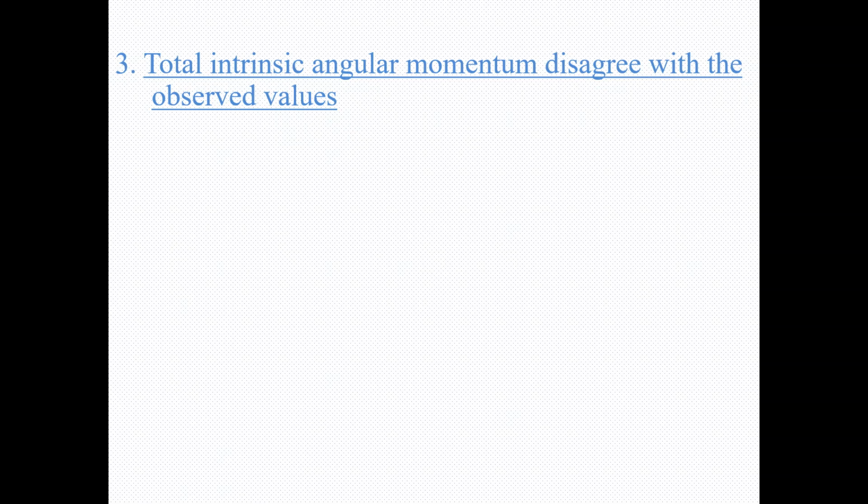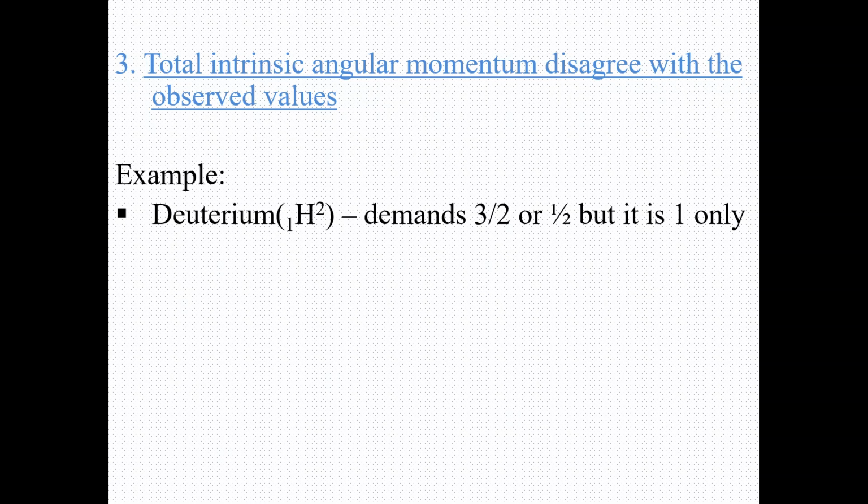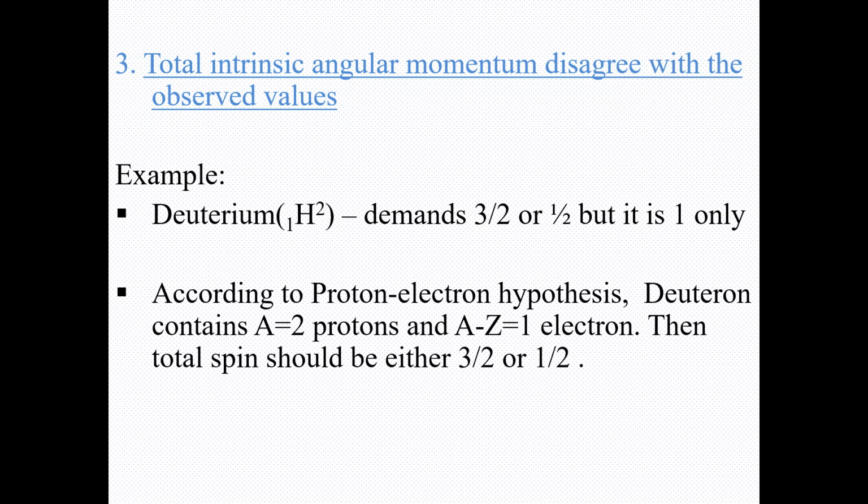Reason number three: the total and intrinsic angular momentum disagree with the observed value. We can easily understand this from an example, deuterium. For the intrinsic angular momentum of deuterium, the hypothesis demands that it should have a spin of either 3 by 2 or 1 by 2, but the practically observed value is only 1.